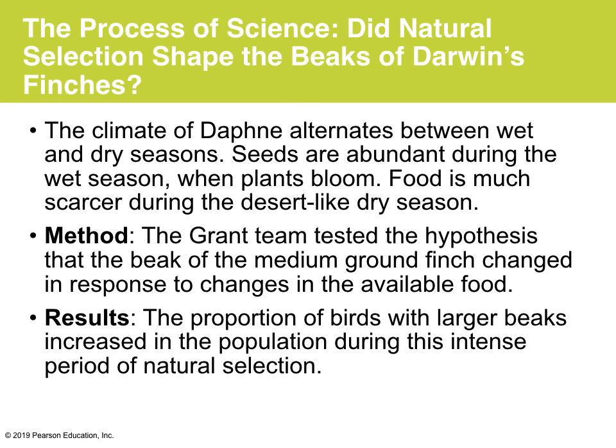So they wanted to test the hypothesis that the beak of the medium ground finch changed in response to changes in the available food. The result they observed was that the proportion of birds with larger beaks increased in the population during this intensive period of natural selection. There was a severe drought, so it wasn't just a normal wet-dry cycle. There was an actual drought. It was prolonged dry weather, and that led to the plants making tougher seeds.